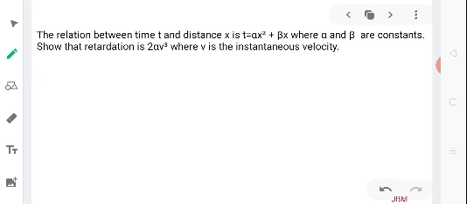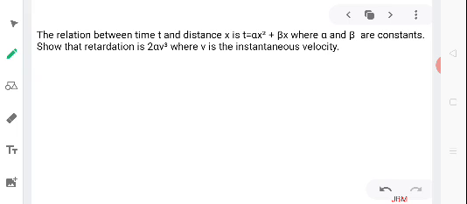The relation between time t and distance x is t equal to alpha x square plus beta x, where alpha and beta are constants. Show that retardation is 2 alpha v cube, where v is the instantaneous velocity.